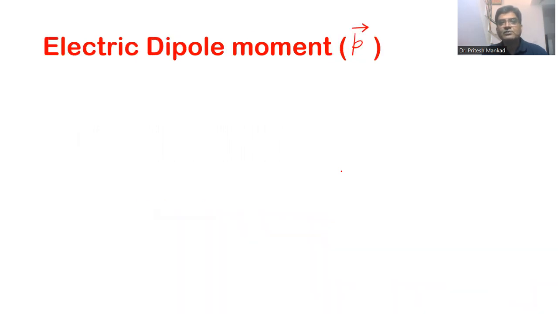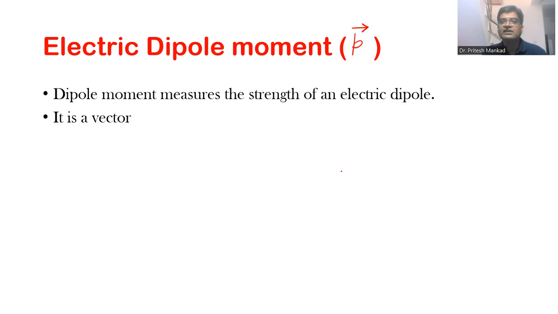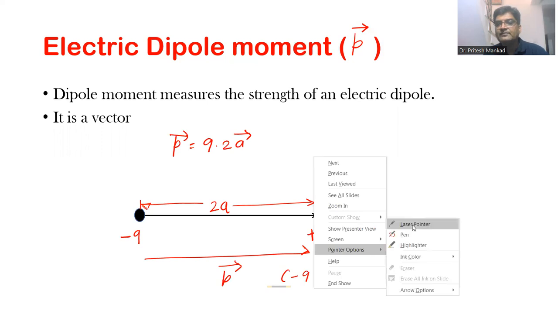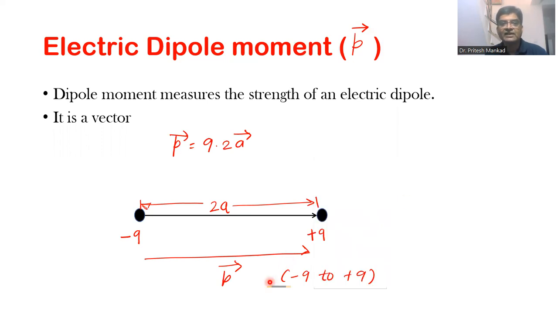Now, how to measure a dipole? A dipole is measured using the dipole moment. Dipole moment measures the strength of an electric dipole, and it is a vector. You can see over here, the product of either of the charges, q, and the distance between them is called the dipole moment. And what is the direction? As you can see, the direction is from minus q to plus q. So that's the dipole moment.